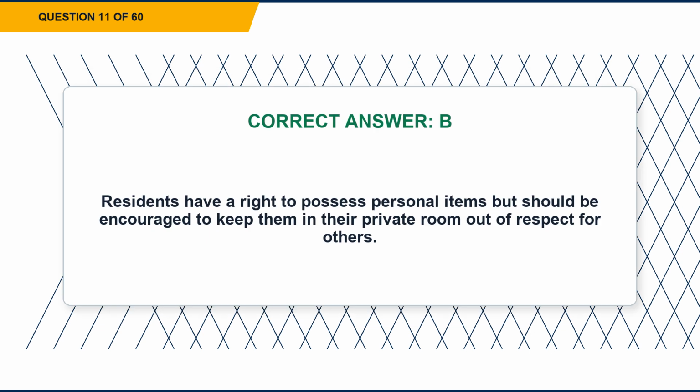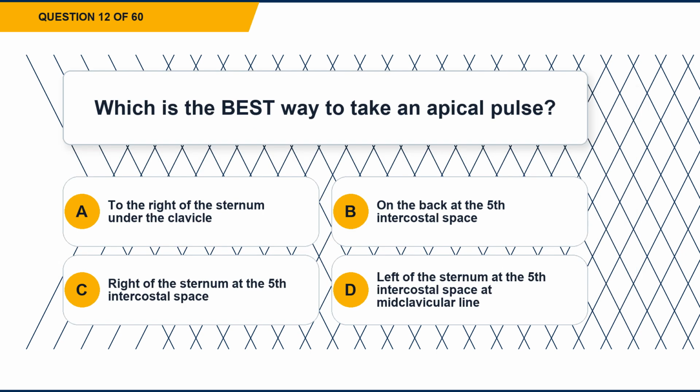Explanation. Residents have a right to possess personal items but should be encouraged to keep them in their private room out of respect for others. Question 12. Which is the best way to take an apical pulse? Option A. To the right of the sternum under the clavicle. Option B. On the back at the fifth intercostal space. Option C. Right of the sternum at the fifth intercostal space. Option D. Left of the sternum at the fifth intercostal space at mid-clavicular line.